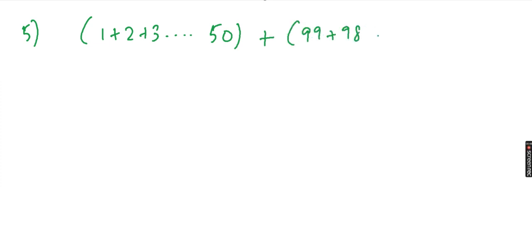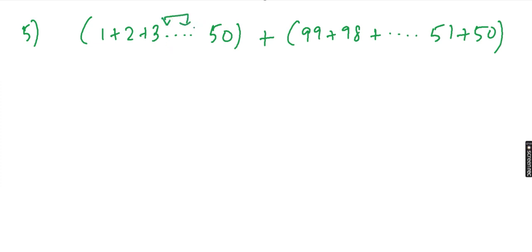Next one is a bit tedious. Let's understand it. I'm having numbers from 1 to 50. And then I'm going to add numbers 99 plus 98 and it goes till 50. So now we are given with this question, we call this dot as ellipsis.